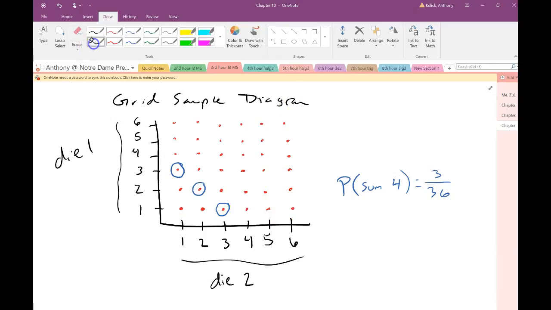Do you have to draw one of these grid sample spaces? No. It's just one convenient way to maybe represent a sample space.